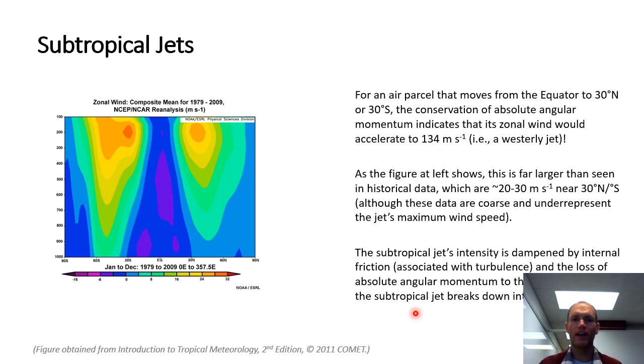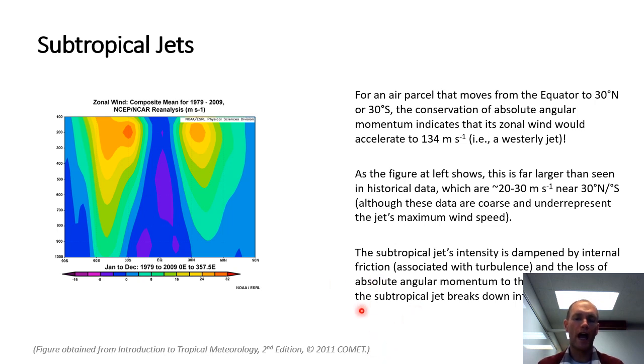So this conservation of absolute angular momentum can't be used directly to assess how fast the subtropical jet should be, but rather does tell us that there should be a westerly jet that develops as an air parcel moves poleward from the equator in either hemisphere, with other terms that ultimately affect just how strong it can actually be.